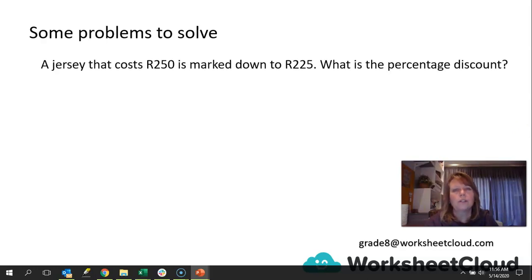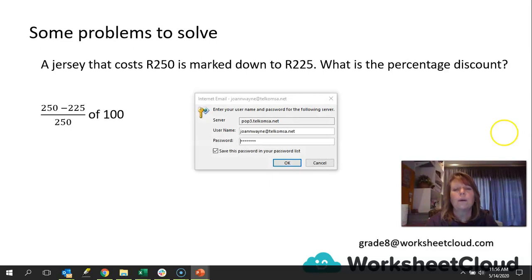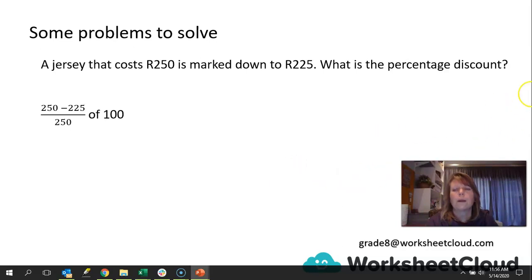A jersey that costs 250 is marked down to 225. What is the percentage discount? We're going to find out the percentage discount because it has been decreased. So 250 minus 225, all over 250, of 100.